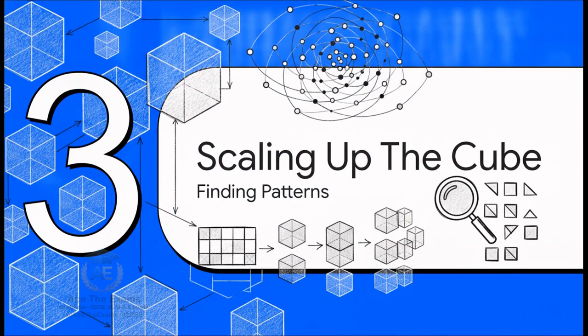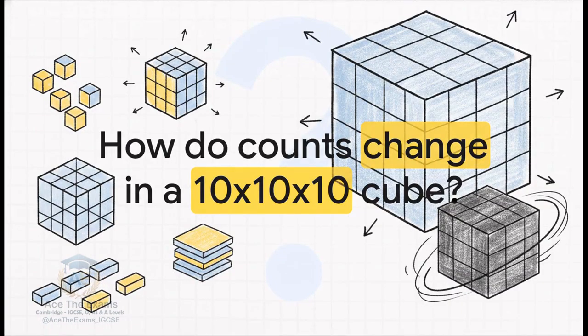Now let's tackle Section 3, scaling up the cube. So what if we swap out our 3 by 3 by 3 cube for a 4 by 4 by 4, or even a massive 10 by 10 by 10 cube? How does the distribution of our 4 types of painted cubes shift?